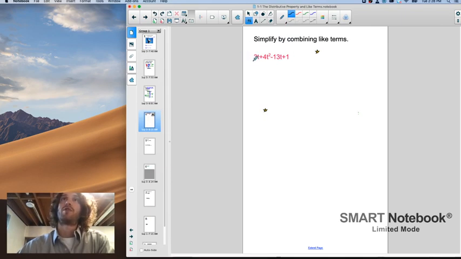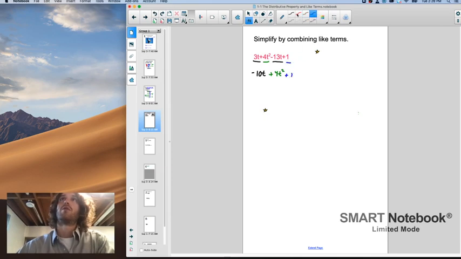Let's start with the first term, 3t. Are there any other t's? Yes, there are. So we'll be able to combine like terms. So we can write that as negative 10t. Let's go through in green. 4t squared, are there any other t squareds? Nope, so that one just comes down. And are there any other constants?